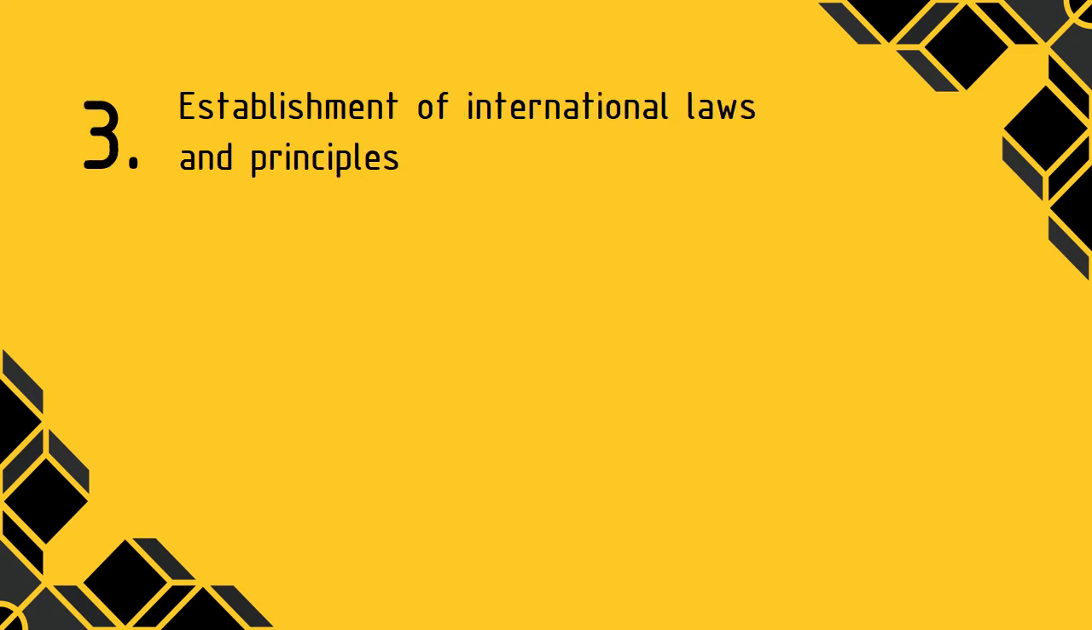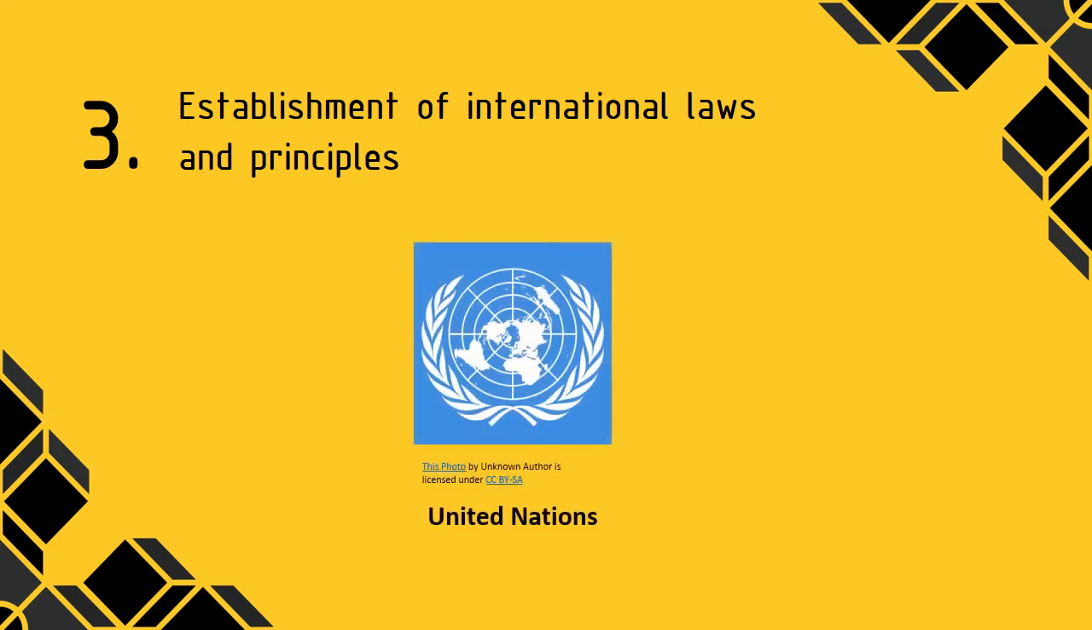Third is the establishment of international laws and principles. The largest intergovernmental organization that we have is the United Nations. Over the years, it has been responsible for airing the differences of the member nations and trying to resolve them in a forum. And they have six main bodies, which are the General Assembly, the Security Council, the Economic and Social Council, the Trusteeship Council, the International Court of Justice, and the UN Secretariat.